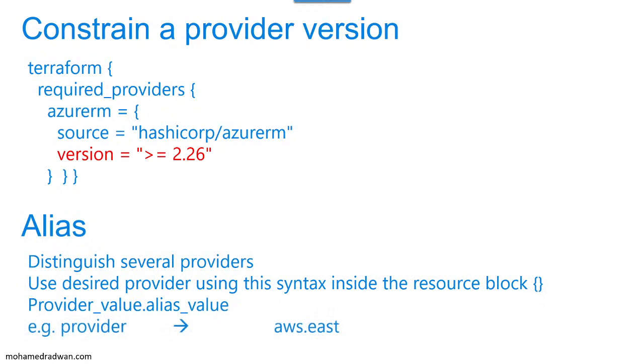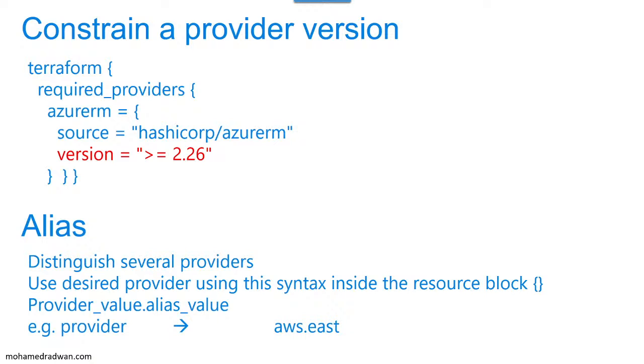Alias. You can use an alias so you can distinguish between several providers based on data center or conditions, and later you can use the alias to refer to the desired provider using this syntax. For example, aws.east, aws.west. So you can use several providers.